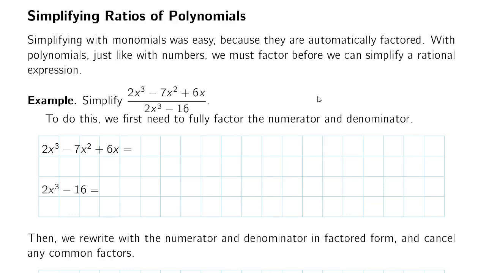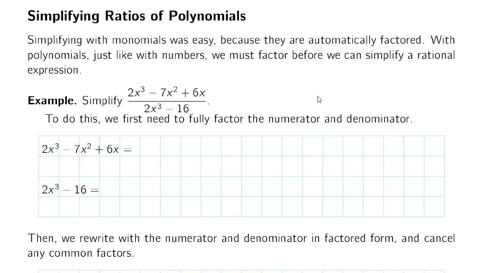Simplifying a rational expression with monomial numerator and denominator was relatively easy because monomials come automatically factored. We can just look at them and see what the factors are. When we have polynomials with more than one term, we need to factor first.